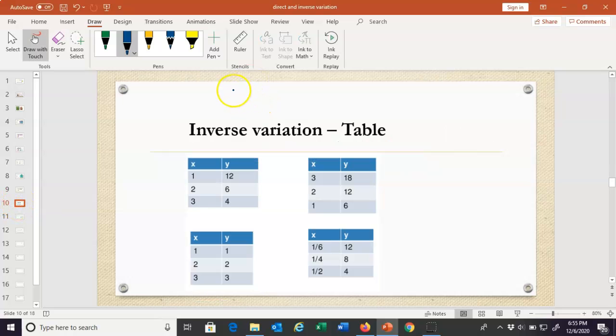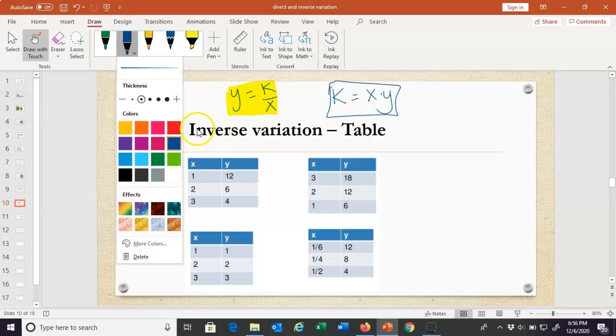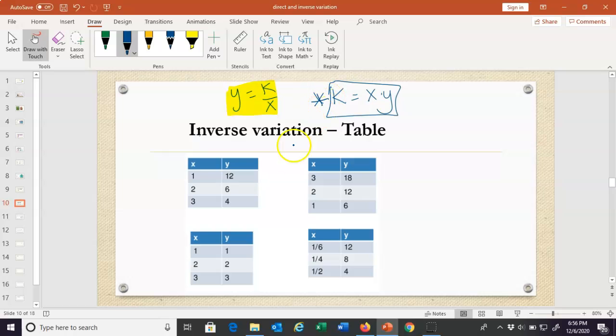So let's try it. I'm going to remind us that inverse is k over x, and k equals x times y. So again, you don't necessarily have to memorize both of these. If you just remember this one, you can always solve for k and get it by itself. But I will say it's much easier and more helpful to know what k is by itself, because we're going to use that here. We're going to say, okay, well, what is x times y?